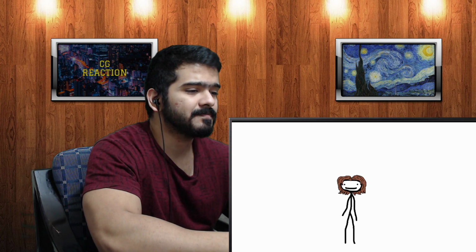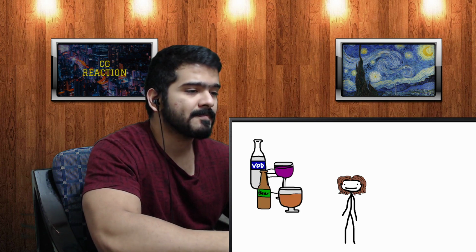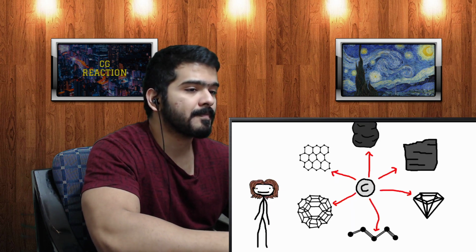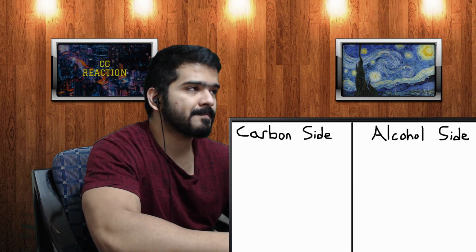Hey kids, today I'll be discussing the alcoholic equivalents of the various allotropes of carbon. For those of you that don't know, an allotrope is just the various forms that carbon atoms can arrange themselves into. But anyway, let's get started.